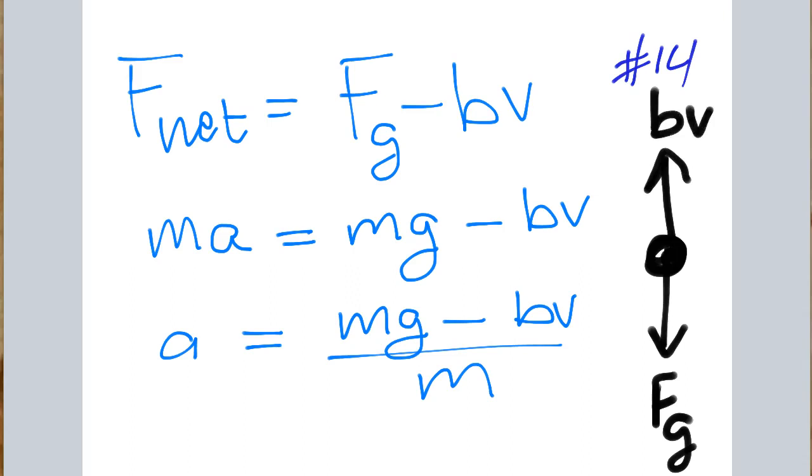So we are going to have the force of gravity minus bv as the net force acting on the object. That means the mass is going to be accelerated at something slower than gravity. So we have the force of gravity minus bv, and then we want to move m to the other side so that we can get a by itself and solve for acceleration. So we end up with this term here: mg minus bv over m.